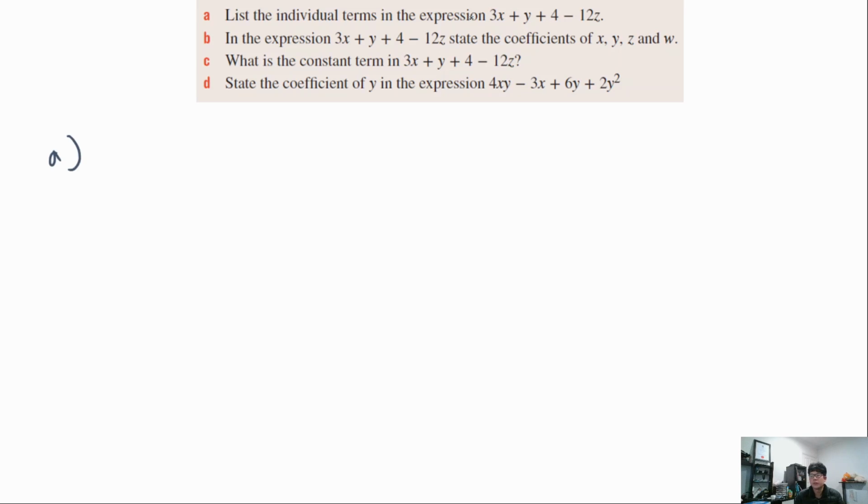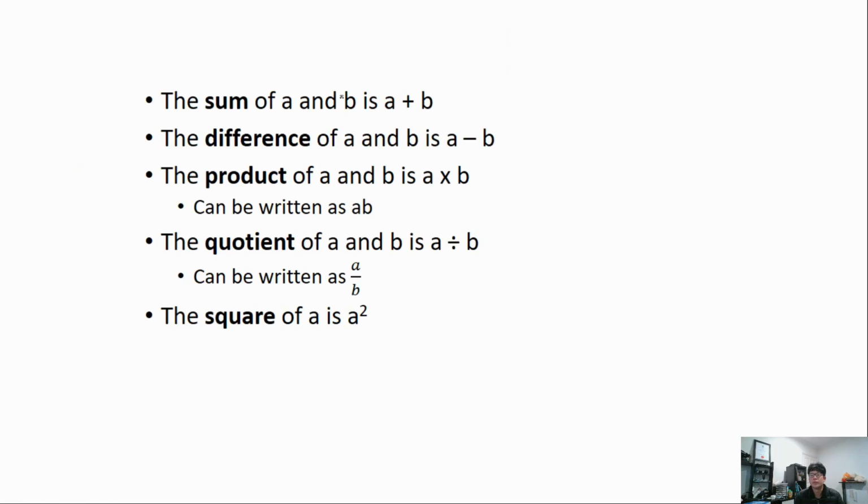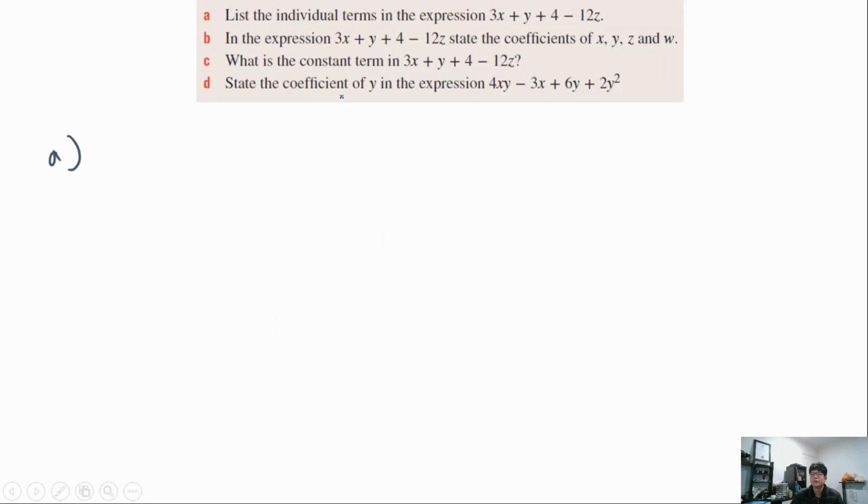So just like before in the previous question, it's each individual one there. Sorry about that. So it's just 3x, y, 4, and 12z. So let's write that here. So 3x, y, 4, and 12z. Give yourself a tick if you got that correct.